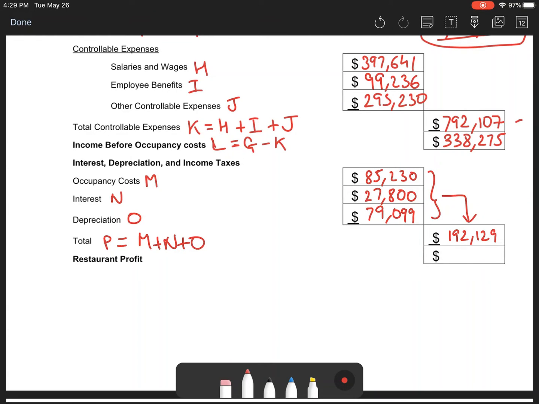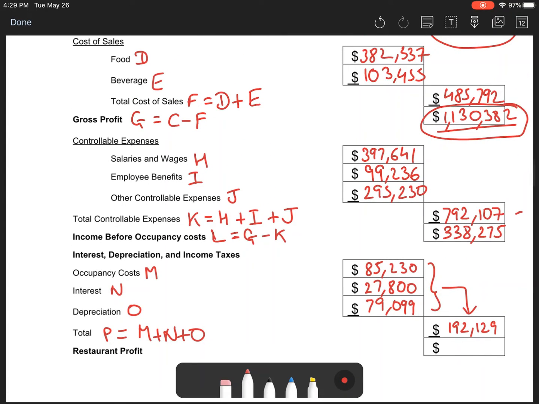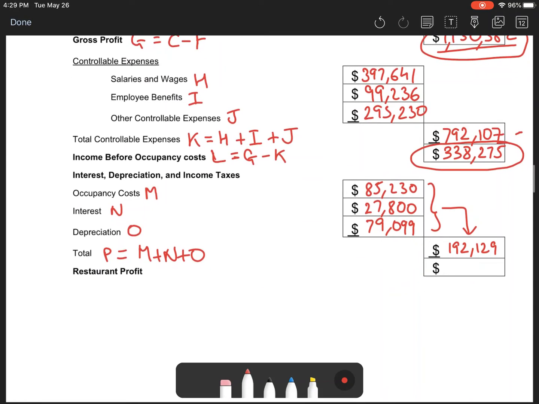Again, we need to understand our restaurant's profit. So we need to minus everything. So after we gave away our salaries to our staff and paid off their benefits, we were left with this piece of the pie. And now finally, we're going to minus this amount from this total and understand what our profit will be. So let's call the restaurant profit Q, which is equal to the income before occupancy costs, interest, depreciation, income tax, which is L minus my total that I just received, which is P. So when I do this calculation, I'm left with 146,146. I like that number.